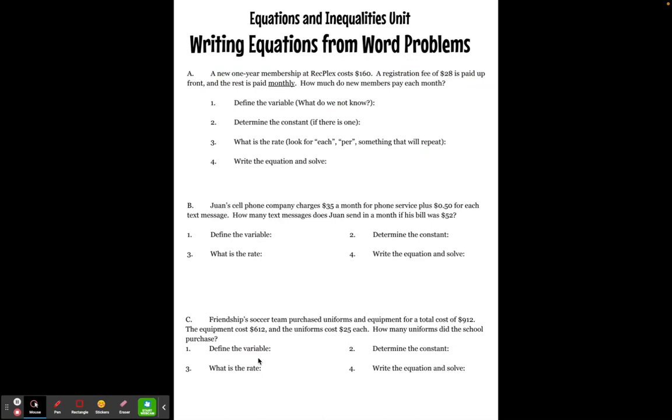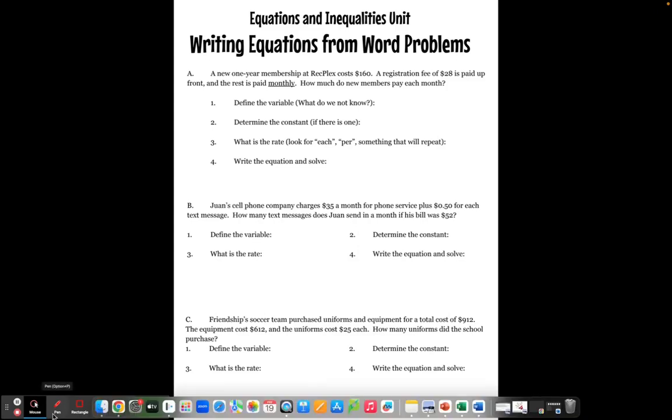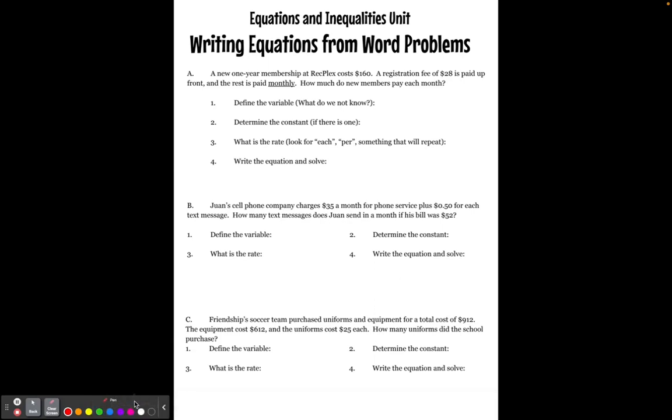The next section is being able to write equations from word problems. So this one's always a little bit tricky for kids. Writing equations from word problems is kind of like a step-by-step breakdown here, just to help you out. So let's go ahead and jump in and we'll talk them out, okay? So here's your first problem.